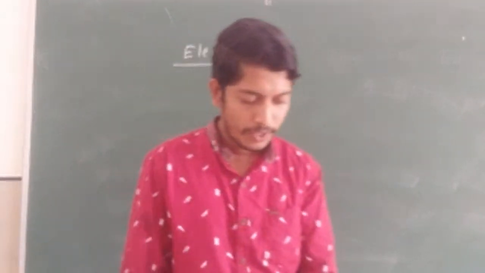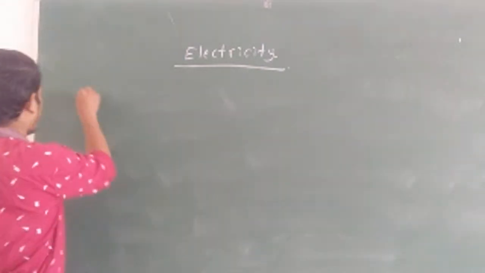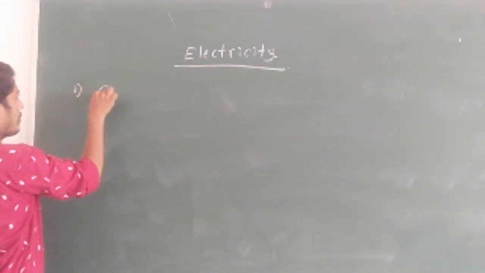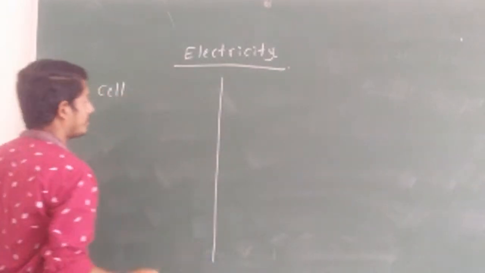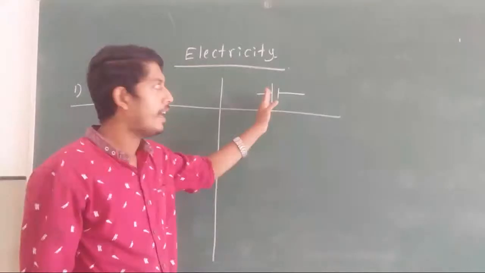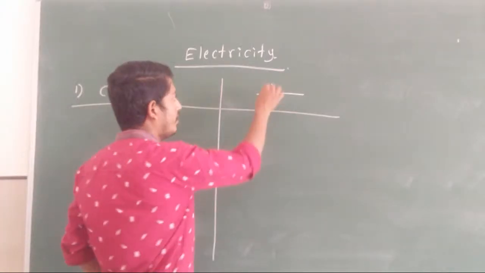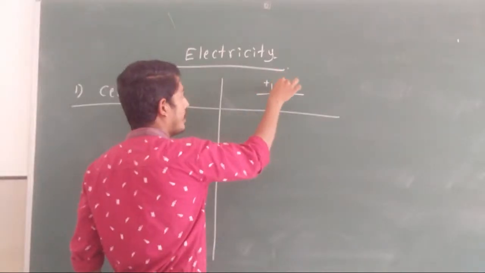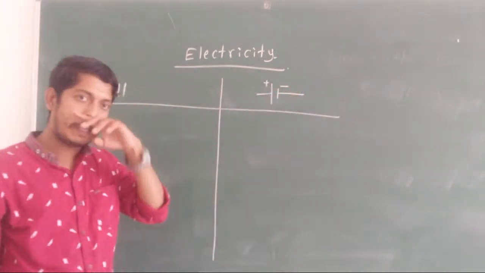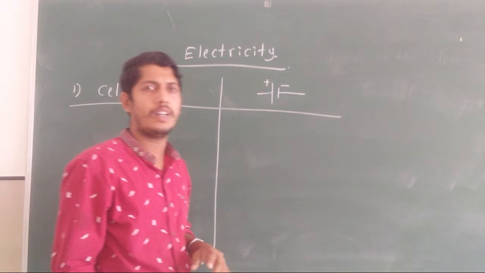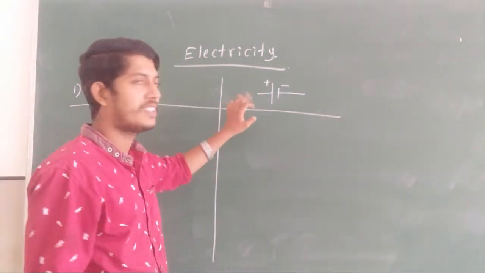So the first one is the electric cell. How to represent an electric cell? These are the two connectors, and the bigger one we call positive, and the smaller one negative. So this is a cell. Sometimes we call a single cell a battery. That is wrong. This is only a cell.